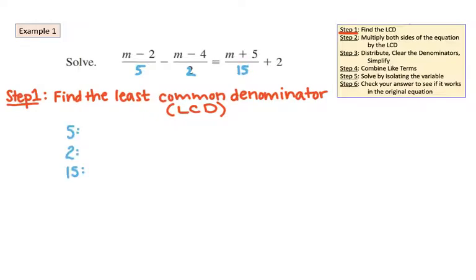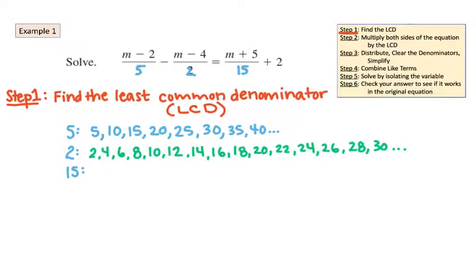So what we want to do is list out the multiples of each of those numbers. So for 5 to start with, the multiples of 5: 5 times 1 is 5, 5 times 2 is 10, 5 times 3 is 15. The multiples are 5, 10, 15, 20, 25, 30, and so on. We'll list the same for 2, the multiples of 2: 2, 4, 6, 8, 10, 12, and so on. And we do the same for 15. 15 times 1 is 15, times 2 is 30, times 3 is 45. I don't need to write as many terms out because they're getting so big so fast.